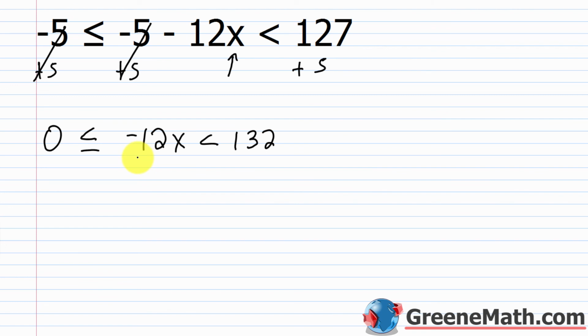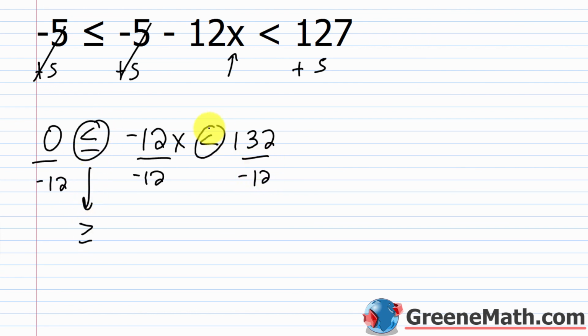And now I'm going to divide each part by negative 12. Again, because I'm dividing by a negative, I've got to flip all the signs. Very important. So this will be a greater than or equal to. This will be a greater than. And so 0 divided by negative 12 is 0. This cancels, and I'll have 1 times x, or just x. And then 132 divided by negative 12 is negative 11.